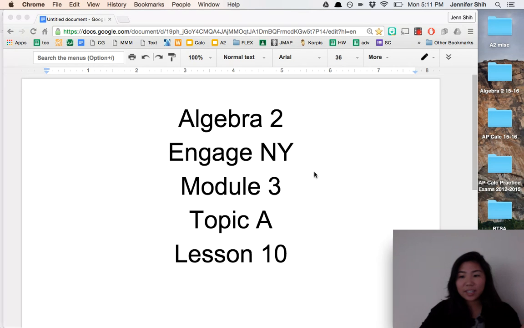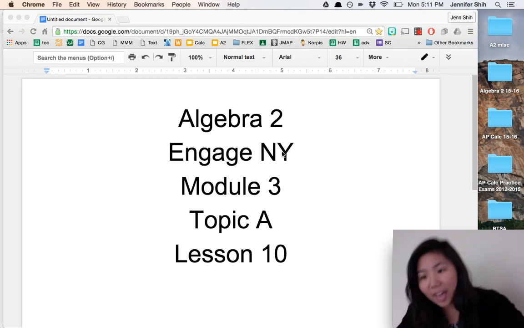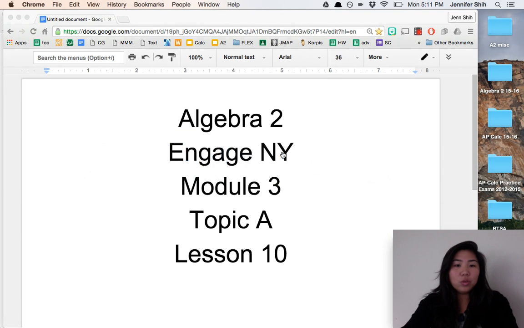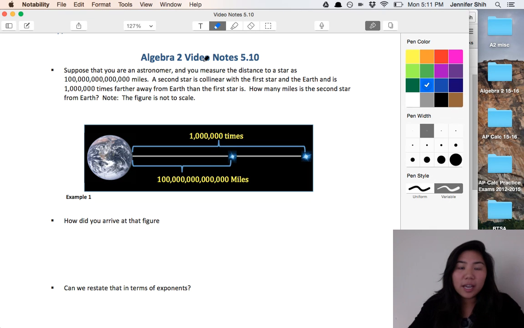Hi everyone, let's take some notes on today's lesson, which is lesson 10 from unit 5. And let's move over to the notes. Title of your notes: 5.10, and this is going to be an example.